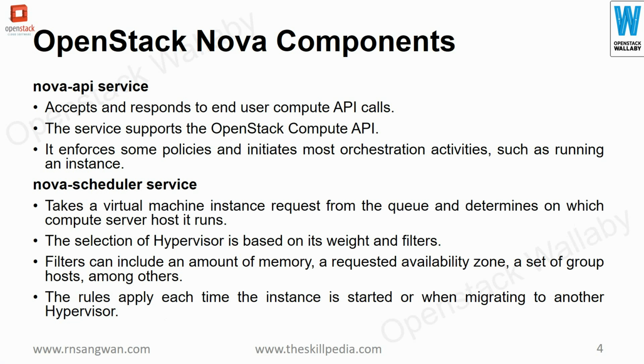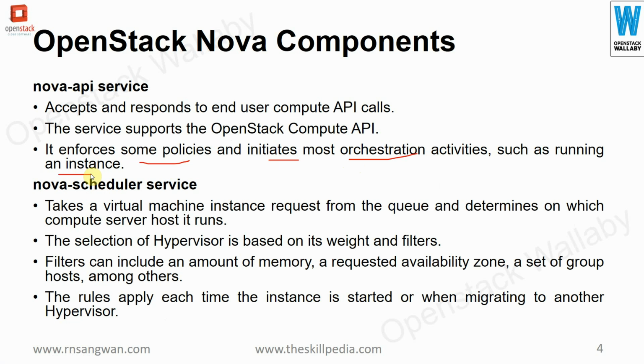So, the Nova API service. What is the role of this service? The role of the service is to accept and respond to end user compute API calls. The service supports the OpenStack Compute API. It enforces some policies and initiates most orchestration activities, such as running an instance.